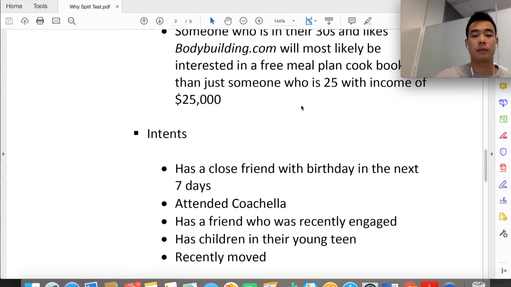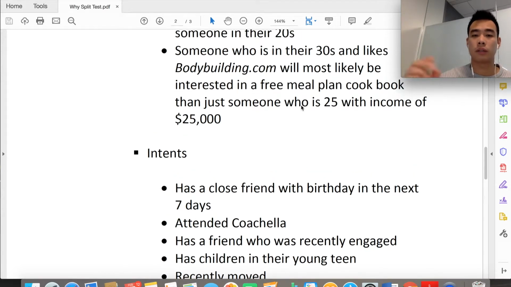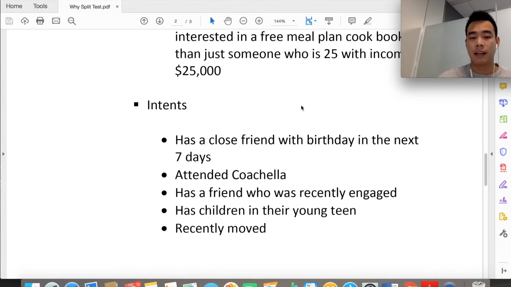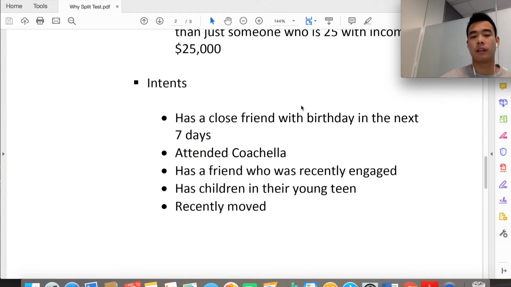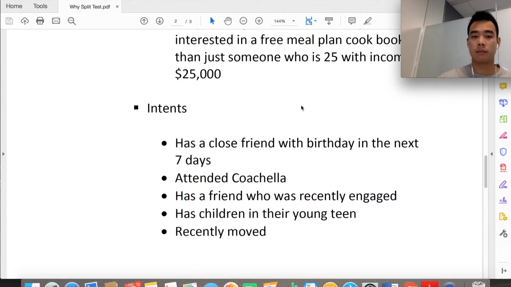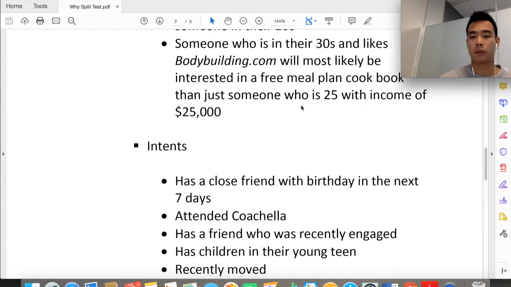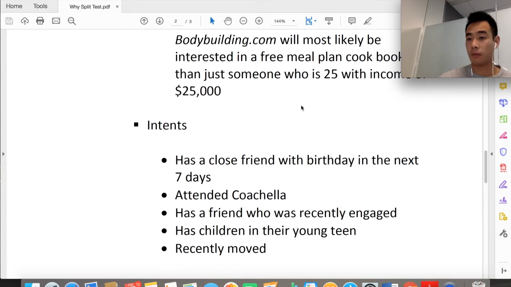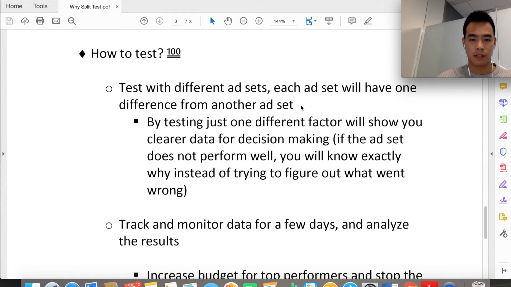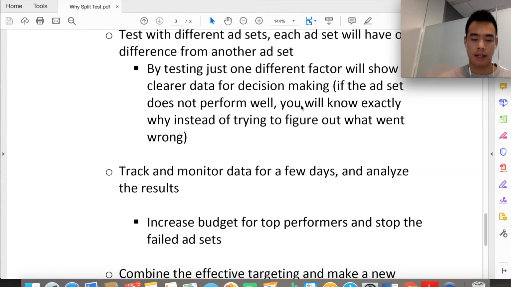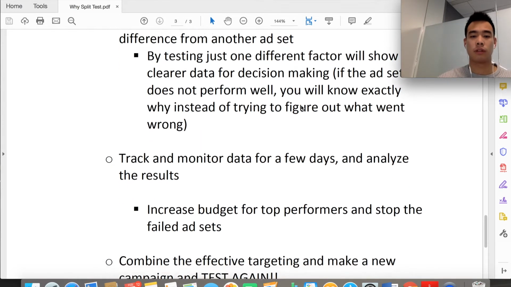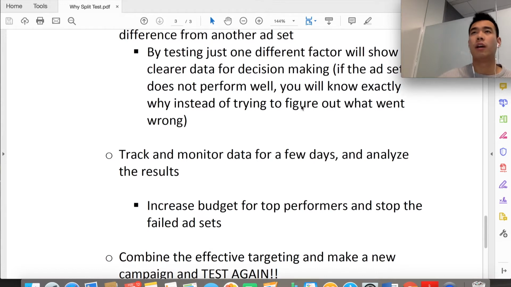You can even combine it with different things too. You can combine it with intent. You can target someone who is in their 30s, likes bodybuilding.com, and has recently moved. And for another asset, you can target someone who is in their 30s, who likes bodybuilding.com, with an income level of $25,000 per year. You can test as many as you can, but that adds to your budget and your cost as well. So you really have to be strategic on what you want to test.